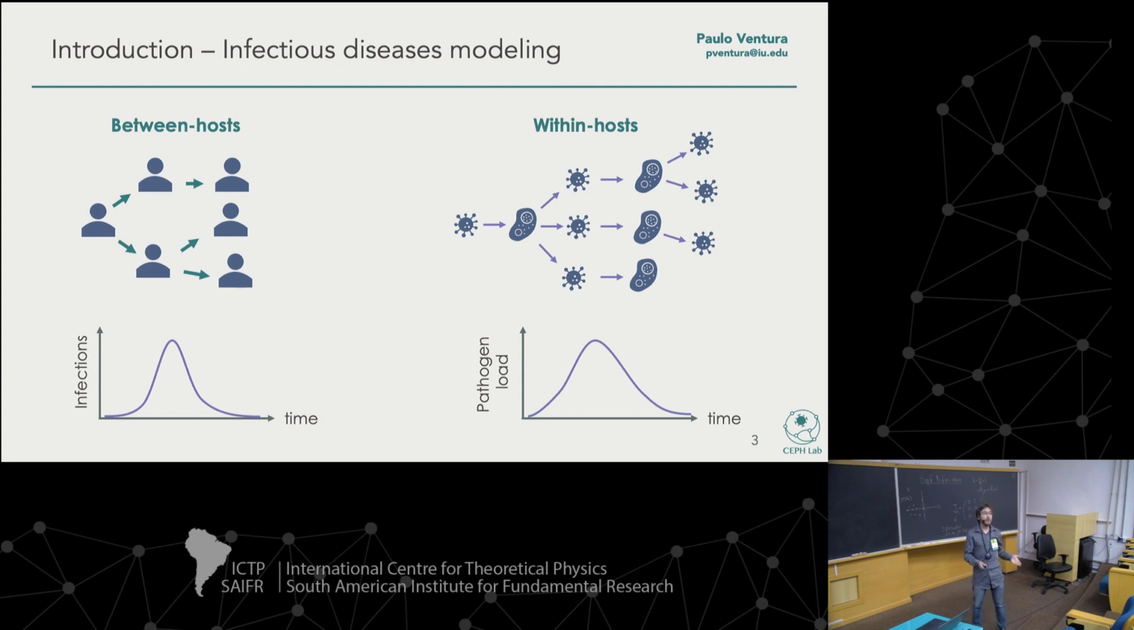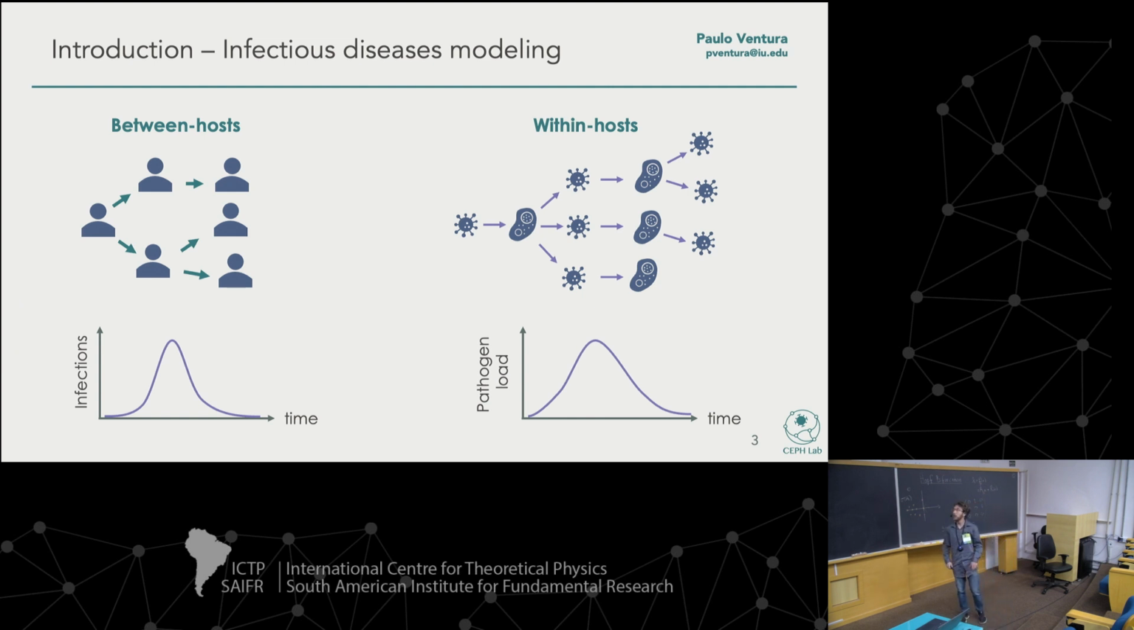Okay, so introducing the subject. Many of you might have heard about epidemic models, and I'm going to emphasize two types of those models. The first one is between host models, and it's probably what most of you are familiar with. It's when you simulate the spread of a pathogen between hosts. So if your host is human, it's from one person to another person, and so on.